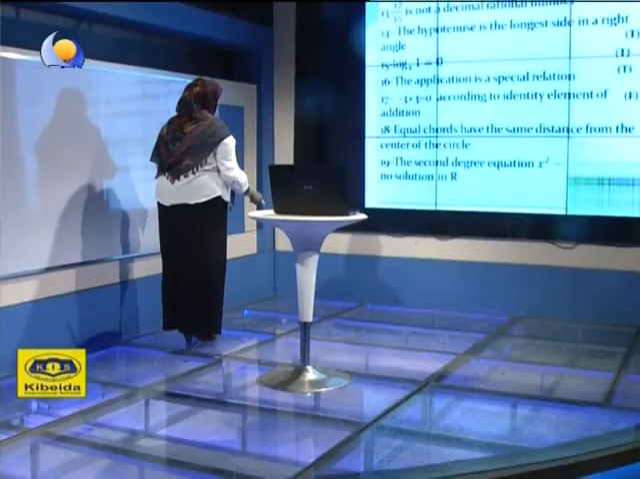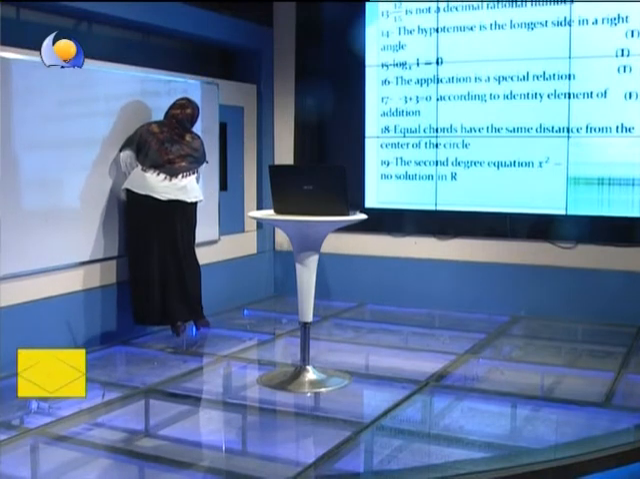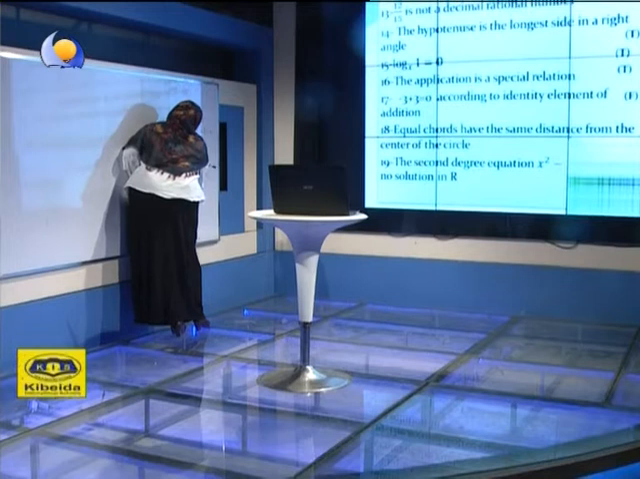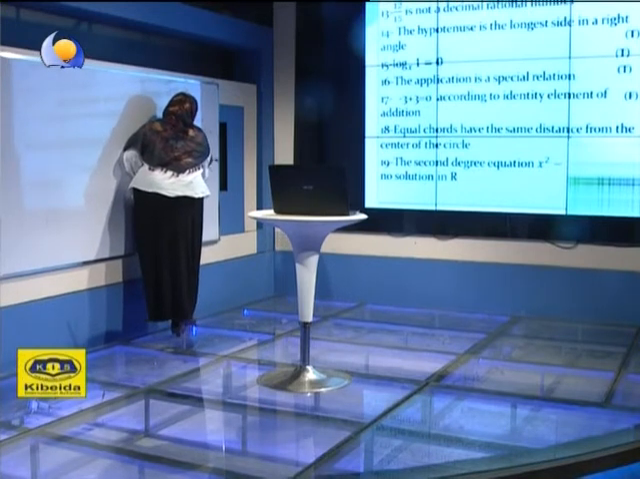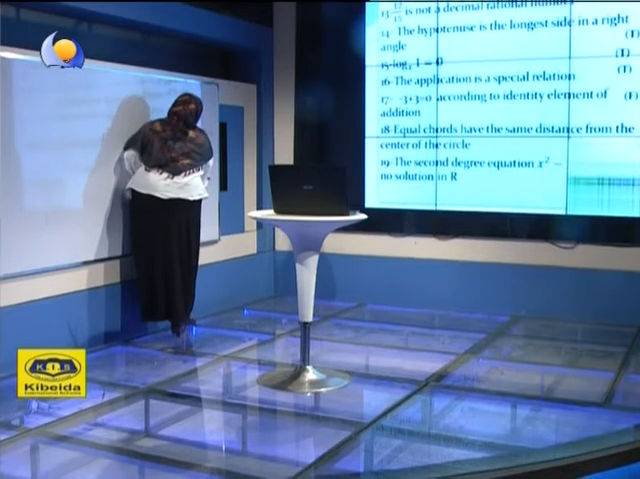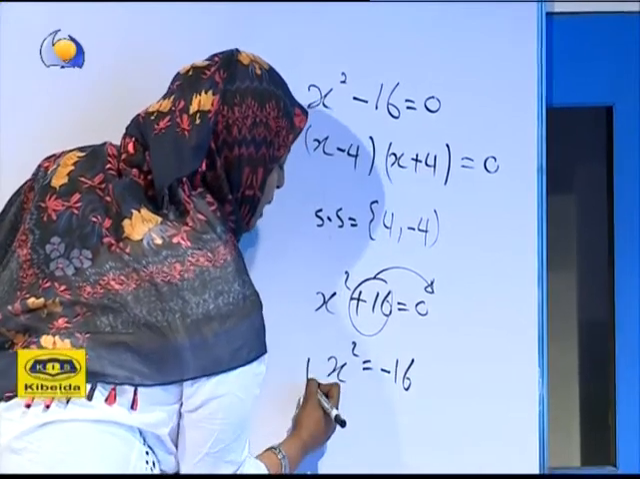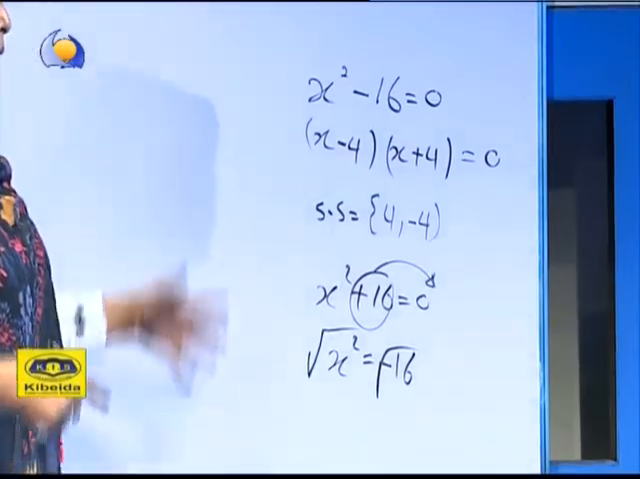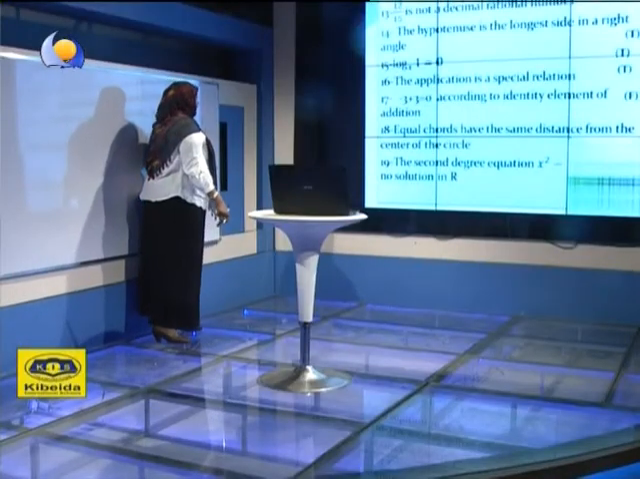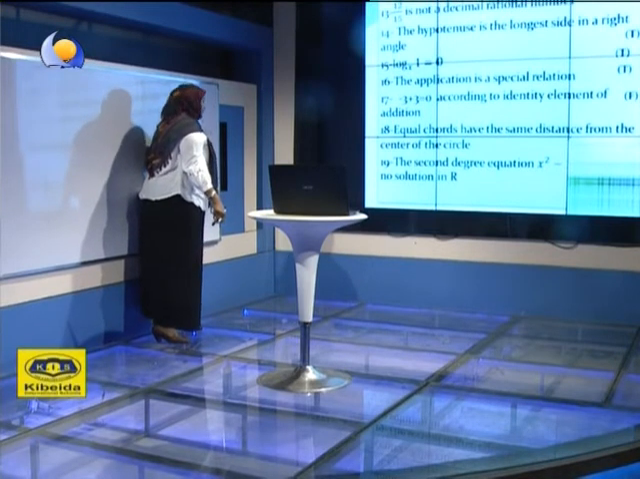But there is another case. If it was x squared plus 16 equals 0, then to solve this, I need to take the positive 16 to the other side, and then it will be x squared equals negative 16. To find the values of x, I need to take the square root of both sides, and then here is the problem. On the real numbers, I don't have a value for the square root of negative numbers.